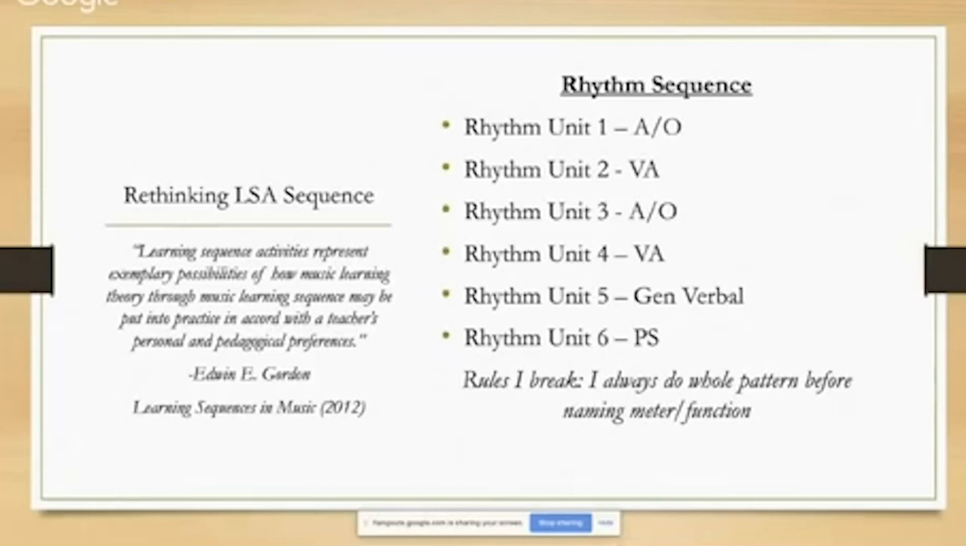And I say that because I'm doing rhythm unit 2 with first grade. That's really a challenge for 6-year-olds and 7-year-olds. So I tend to do whole pattern first so they can experience what the pattern is. And then we go into the naming of meter and function. And I call that, because again, it's hard, I've really worked hard to find ways to help kids understand what it is they're doing and why they're doing it.